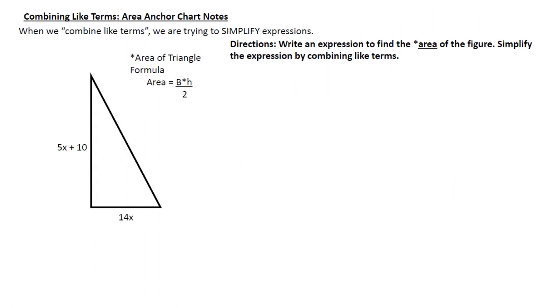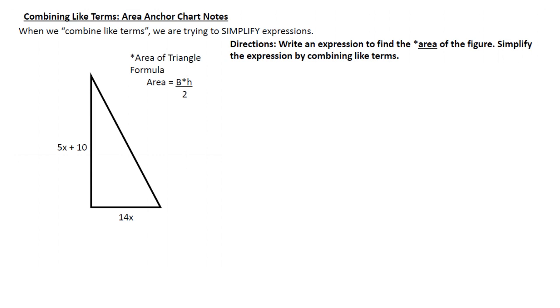So now in this example problem, I'm going to go over how to find the area of a triangle using combining like terms and simplifying and so forth. So again, our directions: write an expression to find the area of the figure, then simplify the expression by combining like terms. So I'm going to go according to the notes again with our steps. So step 1, we're going to write the expression to find the area using the side lengths.